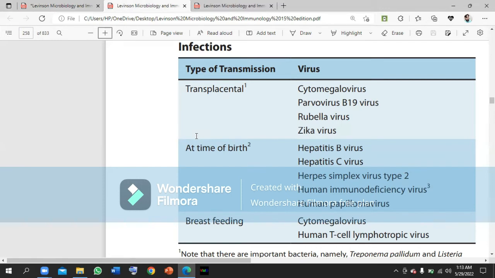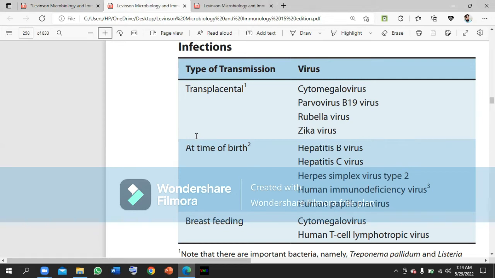And the last one is breastfeeding. We all know that cytomegalovirus and human T cell lymphotropic virus are present in the milk of the mother. So for example, if a mother is infected by these viruses, her milk contains these viruses, and when that milk is fed to her baby, that virus can easily be transmitted. So these were the types of transmission.